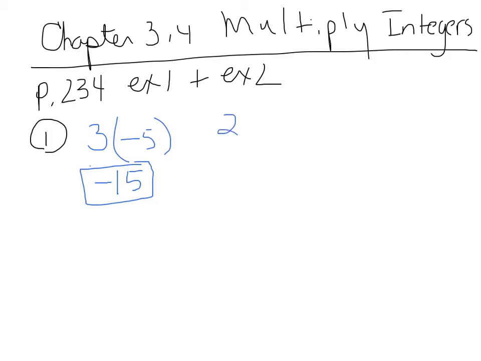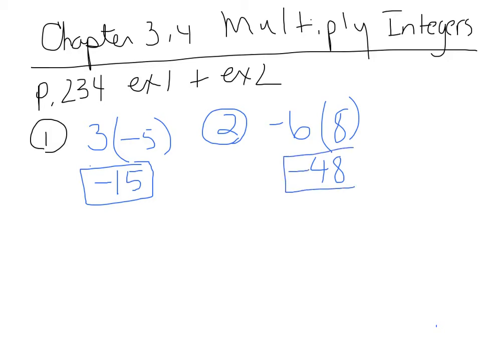And number 2 in your book is find negative 6 times 8. And so we multiply as normal. 6 times 8 is 48, and there's only 1 negative, so we put that in there, and so it's negative 48. Another way of looking at it is 6 times 8 is 48, but we have an opposite here, if we want to call the negative an opposite. So the opposite of 48 is negative 48.